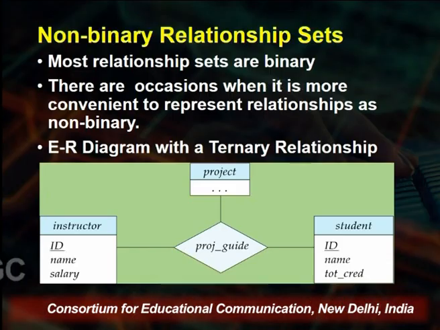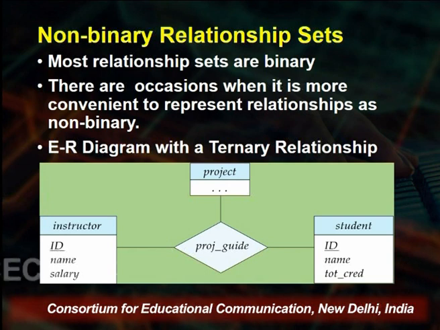Although relationships with more than two entities are rare, they do exist, and there can be ternary relationships also. Most of the relationships are binary, and here is an example of representation of a ternary relationship, or we can say a relationship which is not binary. This relationship, project guide, shown in the diamond box, is attached to or linked to three entities.